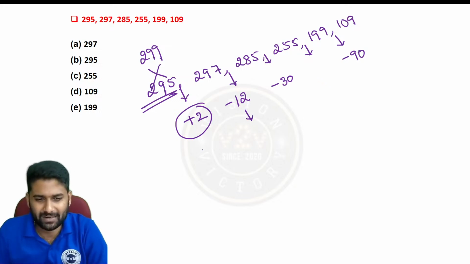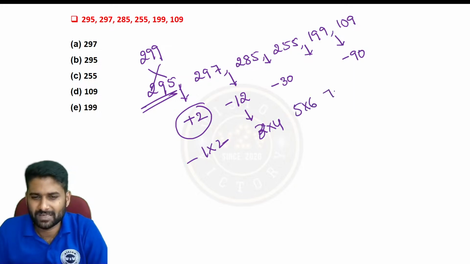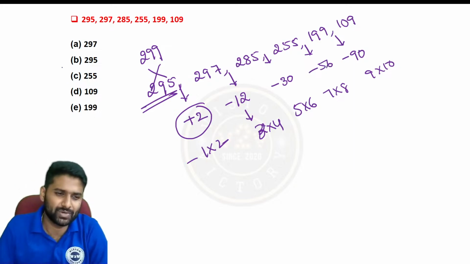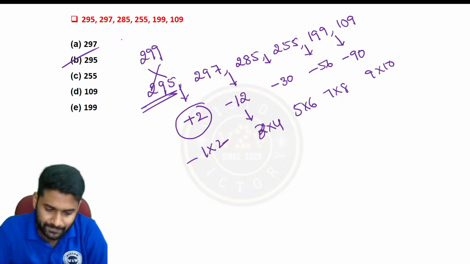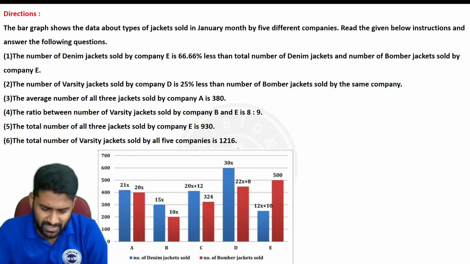Now see, it's a pattern: 1 into 2, 3 into 4, 5 into 6, 7 into 8, 9 into 10. So definitely it's a subtraction of these units, and 295 is the wrong answer. Now go through this data interpretation.